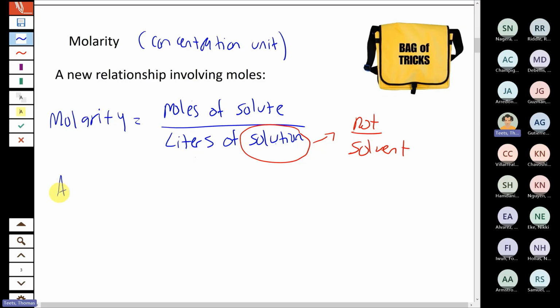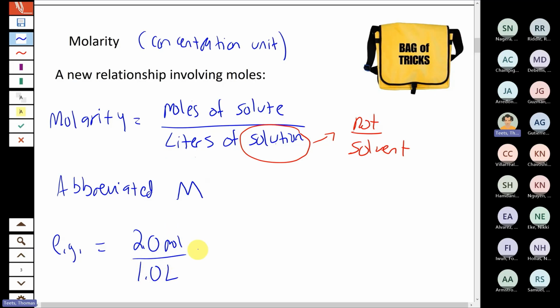The abbreviation that we use for molarity is just capital M. So if we say we have a solution that's 2.0 capital M, which is what we're going to do here, that would be equivalent to 2 moles per liter. So if we dissolve 2 moles of solute in a solution that has a volume of 1.0 liters, we would write this as a 2.0 capital M solution. M means molarity, moles per liter. All right, so that's just the terminology that we use.